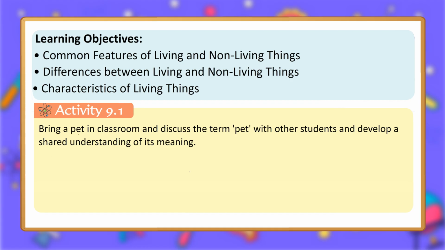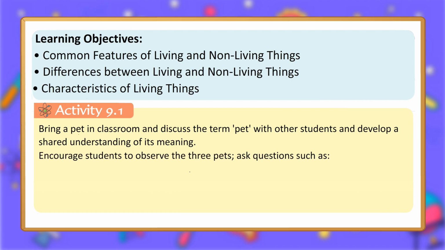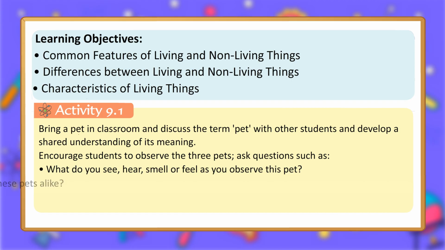Bring a pet in classroom and discuss the term pet with other students and develop a shared understanding of its meaning. Encourage students to observe the three pets. Ask questions such as, what do you see, hear, smell or feel as you observe this pet? How are these pets alike? How are these pets different?